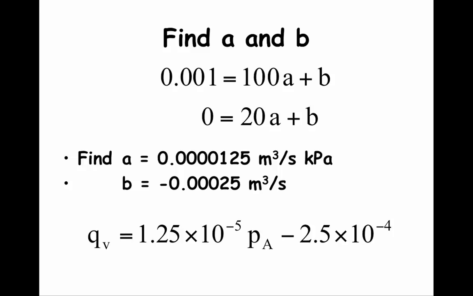With the 2 data points, we write 2 equations. Now we have 2 equations with 2 unknowns, A and B. Solving for A and B, we find that A equals 1.25 times 10 to the minus 5 cubic meters per second kilopascal, and B equals minus 2.5 times 10 to the minus 4 cubic meters per second. So very small numbers. Based on the previous example, you can see that the gain of this valve is 1.25 times 10 to the minus 5.